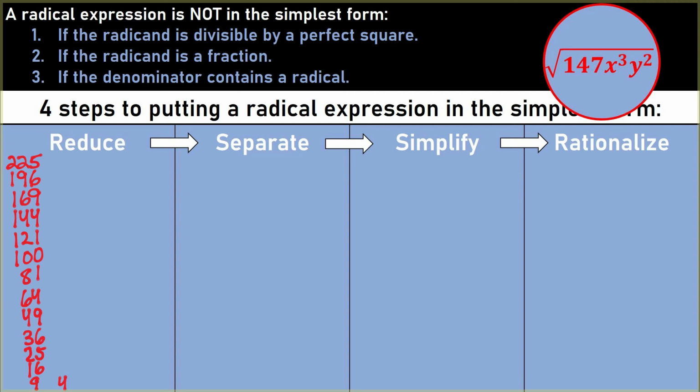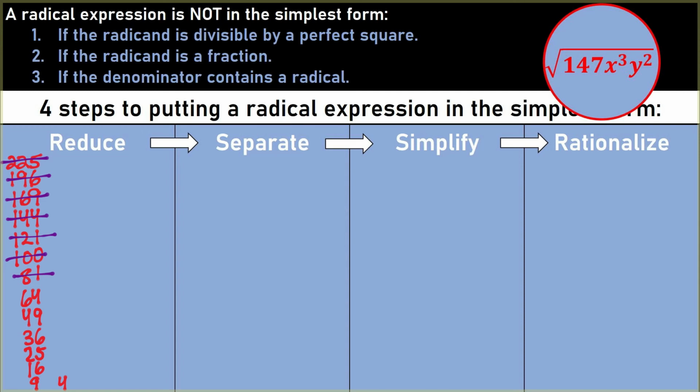All right, so I need to figure out if any perfect square number can go into 147. I don't have to worry about 225 because it's too big. 196 is too big. 169 is too big. 144 is not too big, but it's not going to go into 147 once evenly, and it's definitely not going to go into 147 twice evenly. And then if I divide 147 by 121, it won't work. If I divide it by 100, it won't work. If I divide it by 81, it won't work. And when I say it won't work, I mean it won't come out to a whole number. All of these division problems come out to fractions or decimals.